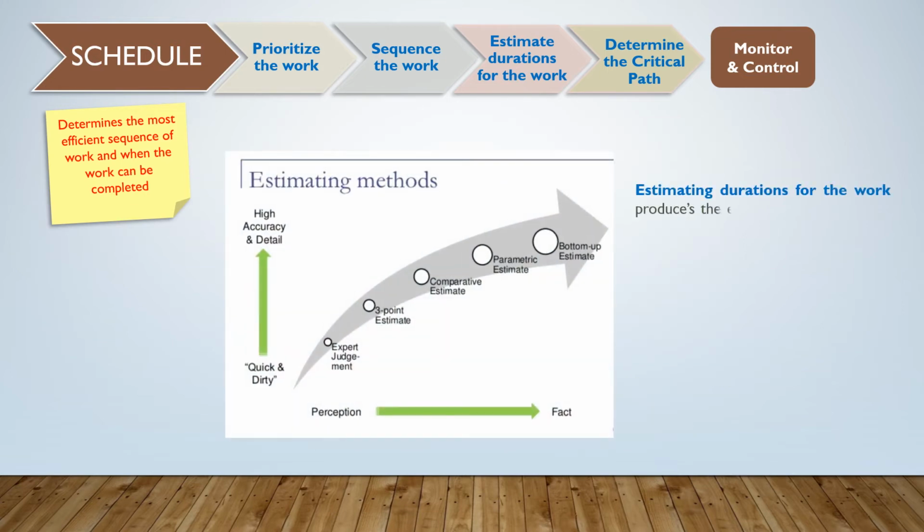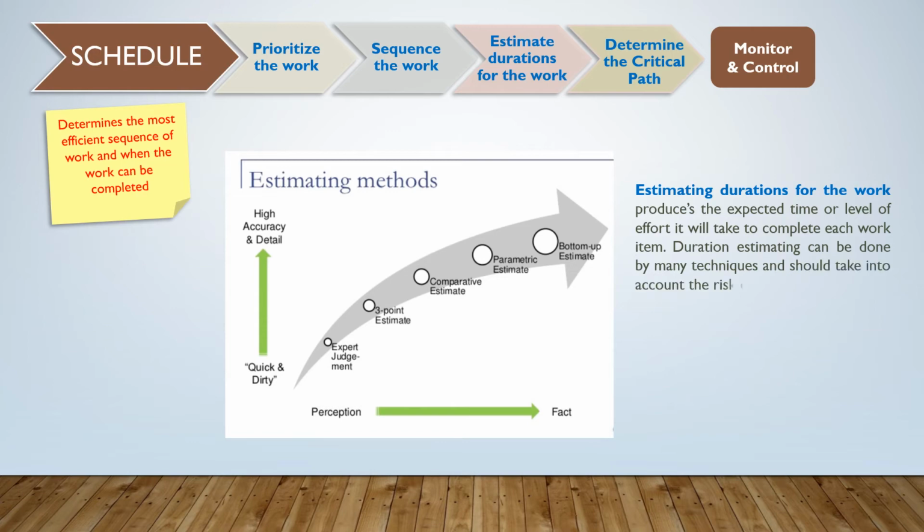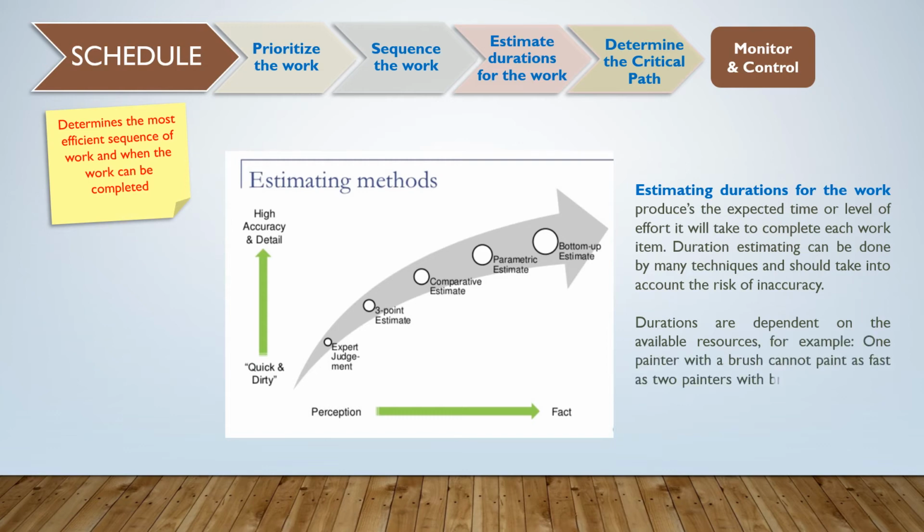Estimating durations for the work produces the expected time or level of effort it will take to complete each work item. Duration estimating can be done by many techniques and should take into account the risk of inaccuracy. Durations are dependent on the available resources. For example, one painter with a brush cannot paint as fast as two painters with brushes, or perhaps one painter with a paint sprayer.